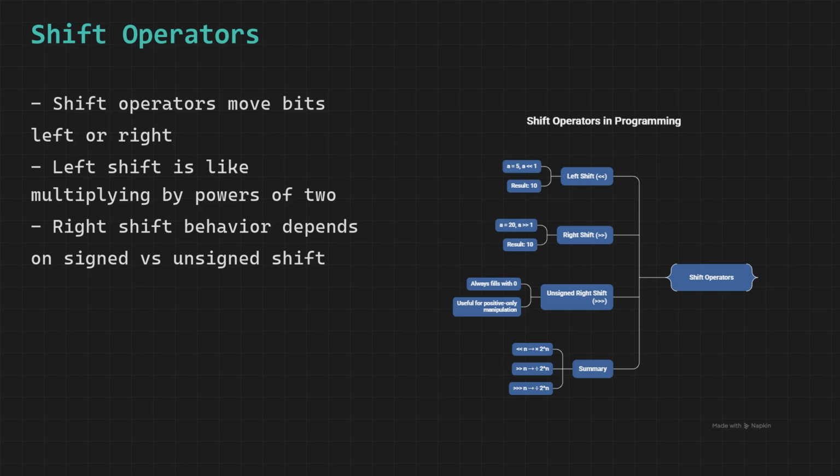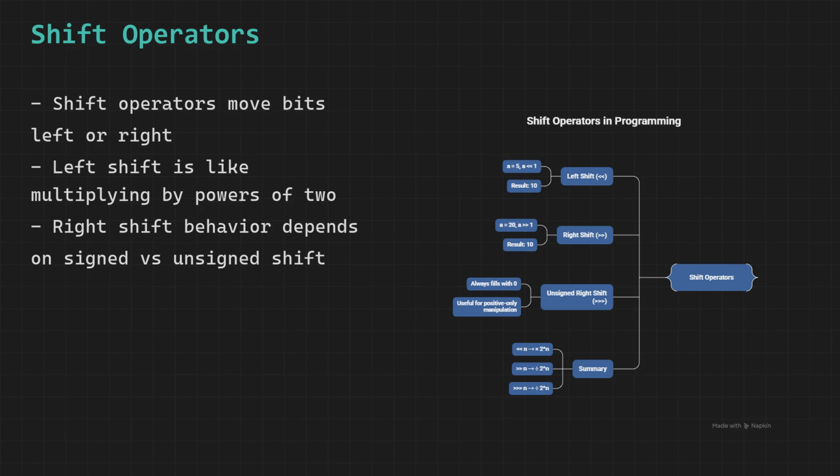Shift operators move all the bits of a number either left or right by a given number of positions. They are very fast because bit shifting is a single CPU instruction, much faster than actual multiplication or division. This makes them popular in performance-critical code, graphics engines, and low-level system programming. Looking at the diagram, all three operators are shown with bit-level examples.